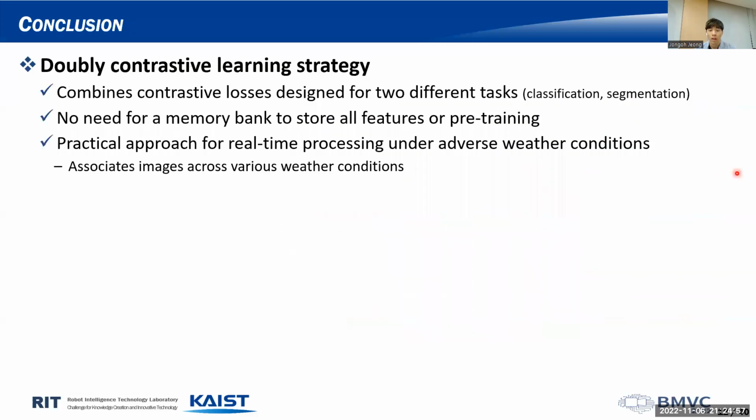In summary, we presented our doubly contrastive learning strategy that combines contrastive objectives designed for two different tasks, classification and segmentation. Our approach does not require a large batch size or a memory bank, and is thus more practical and applicable to dynamically changing weather and time conditions.